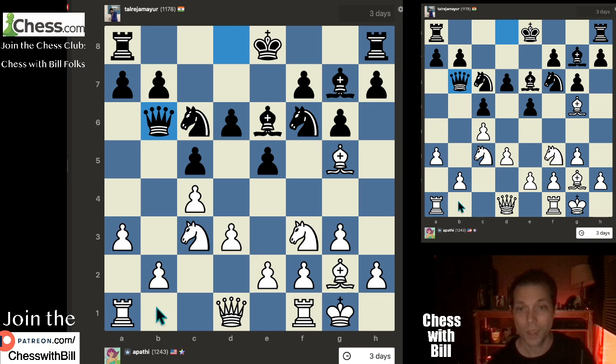How about that? b2 is hanging. I need to do something about the b2. I was thinking going e4, right? But that actually loses this pawn. And then this knight is hanging.